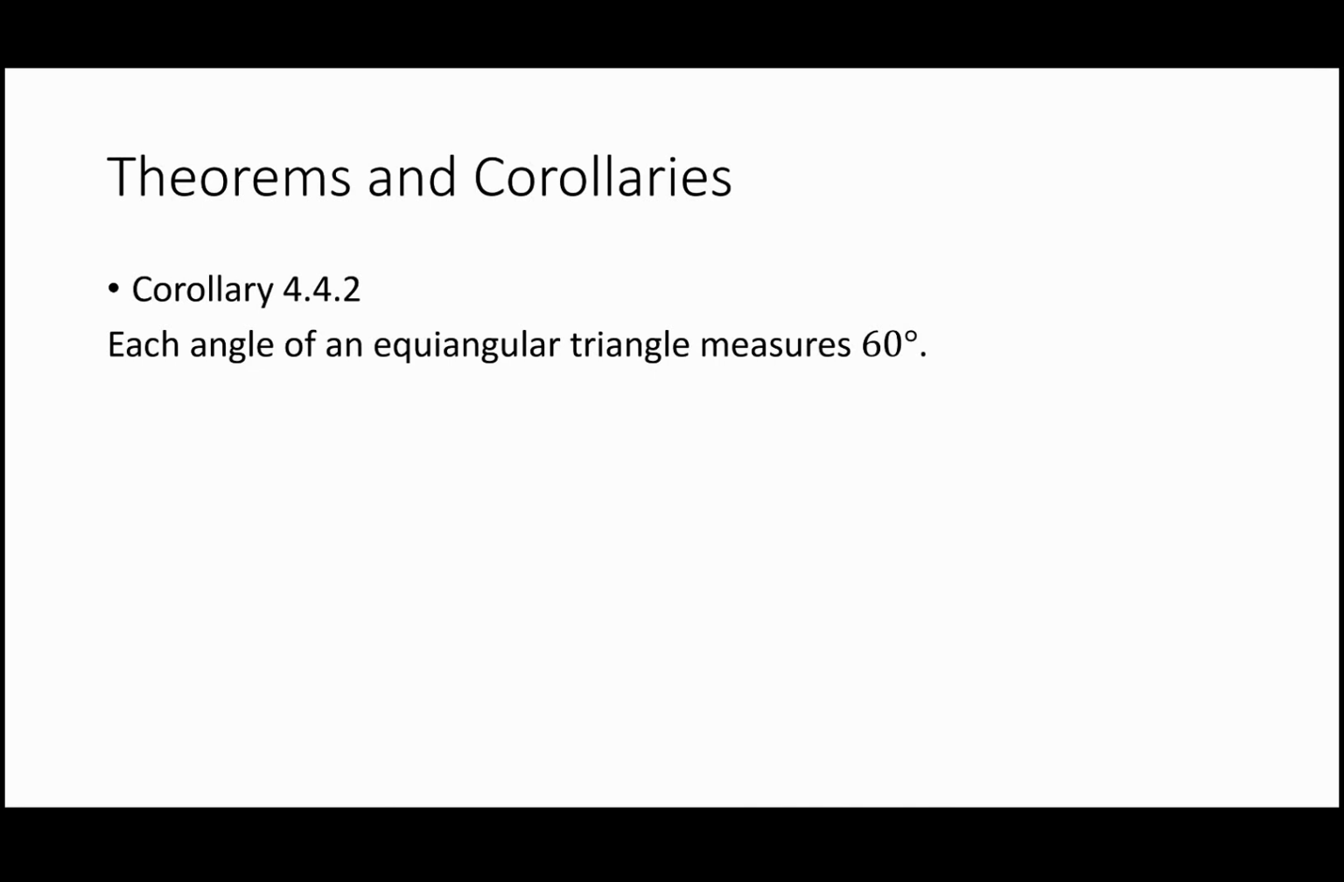So, let's go ahead and start with corollary 4.4.2. So this is the second theorem in section 4.4, it states each angle of an equiangular triangle measures 60 degrees. Okay, let's entertain this idea with a particular triangle ABC, and let's assume that it's equiangular. So notice that we have a single arc in the interior of all of those angles, which is to say this right here. The measure of angle A equals the measure of angle B equals the measure of angle C.